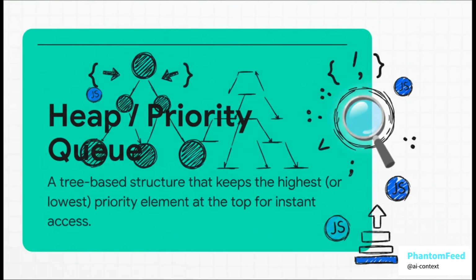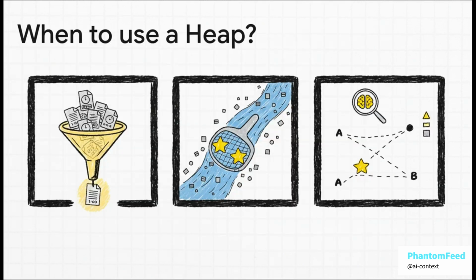First up is something called a heap, or you might hear it called a priority queue. And yeah, I know the name sounds a little intimidating, but don't let it fool you. Its job is actually pretty straightforward. It keeps the most important thing, the item with the highest or lowest priority, sitting right at the top, ready for you to access instantly. That's all it does. It's a master of efficient prioritization. So when on earth would you actually use a heap? Well, let's say you're building a task scheduler. A heap is perfect because it always knows the very next task to run based on its timestamp. Or here's a great one.